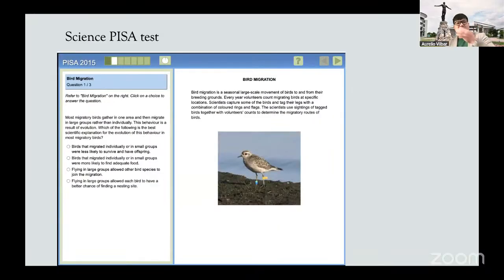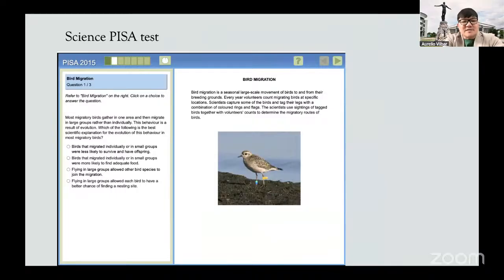So here, bird migration. Bird migration is a seasonal large-scale movement of birds to and from breeding grounds. Every year, volunteers count migrating birds at specific locations. Scientists capture some of the birds and tag their legs with a combination of colored rings and flags. The scientists use sightings of tagged birds together with volunteer counts to determine the migratory routes of the birds. Question.